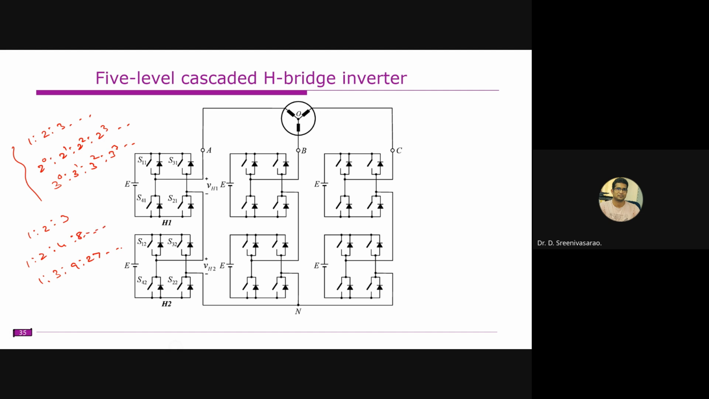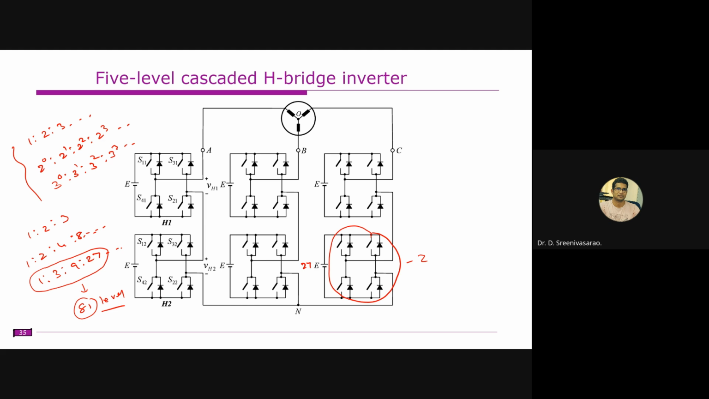So with these ratios only, for example, if you select these things, with this you can get 81 levels. So with 4 H bridges you can get 81 levels. But the drawback is that, for example, you are selecting this 27E, so all the switches are supposed to be rated for 27E voltage, right? So that is the one drawback.